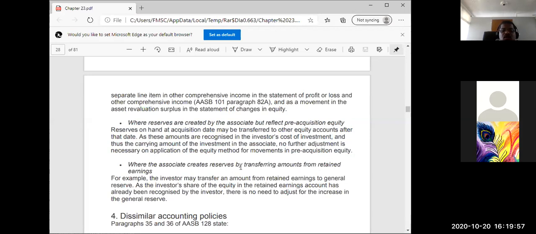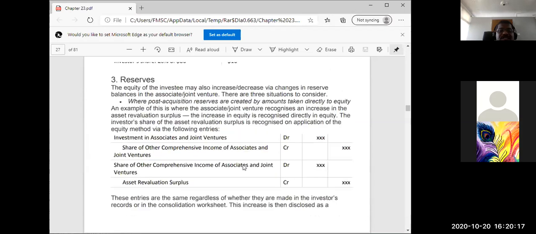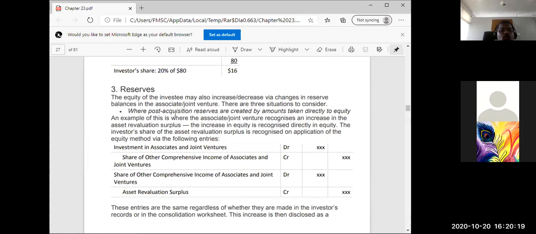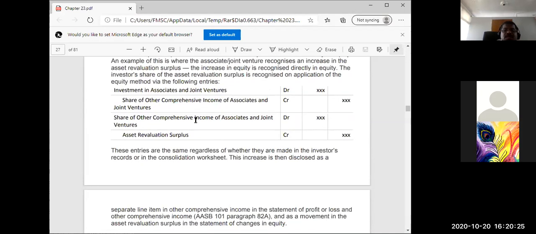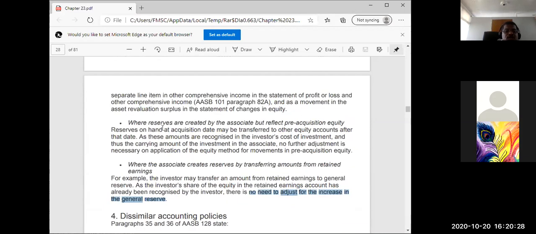Third, where the associate creates a reserve by transferring an amount from retained earnings to general reserve. You just transfer. No need to adjust for the general reserve or increase of assets. So you are making entries only for the first category, where post-acquisition reserves are created by amounts taken directly to equity. Under this method only, we put double entries. Under the other two, there is no entry. What are the no-entry cases? Pre-acquisition equity increase and also transfer to the reserves.